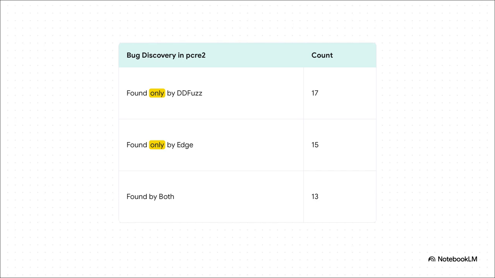It turns out DDFuzz found 17 unique bugs that the old method completely missed. And the old method found 15 that DDFuzz missed. This is the key insight. DDFuzz isn't just finding more bugs, it's finding a totally different class of bugs because it's following different clues. They're like two different detectives who are good at solving different kinds of cases.